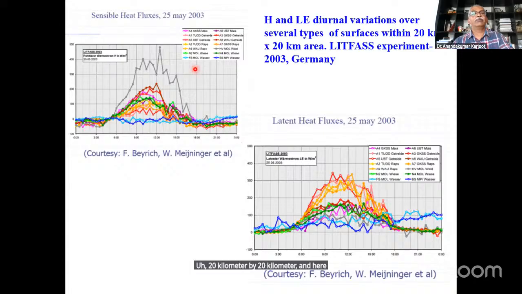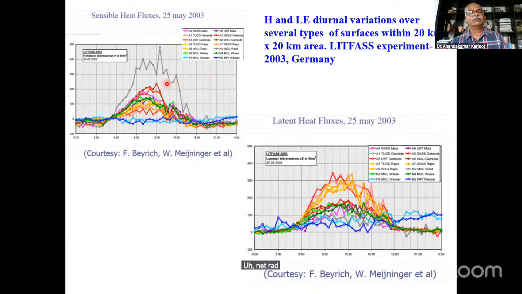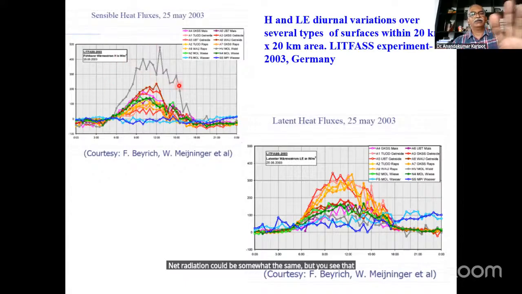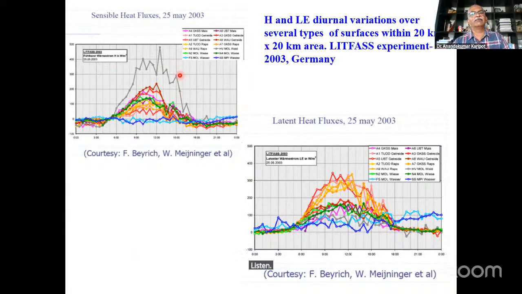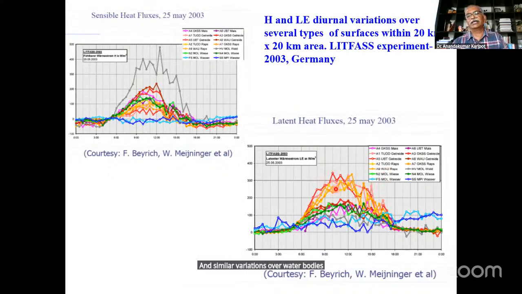And here they have plotted just two components. Net radiation could be nearly the same, considering clear sky conditions. But you see that within 20 kilometer by 20 kilometer, there is a large difference in the sensible heat flux over different surfaces. On some surfaces the values are like 400 watts per meter square, whereas over water bodies it is close to 0, and for an agricultural field it is close to 100 watts per meter square, with similar variations over water bodies, forest and agricultural field. Over water bodies the latent heat is large and the sensible heat is very small. So within a mesoscale grid itself, there is very large variation in the sensible heat flux and latent heat flux.